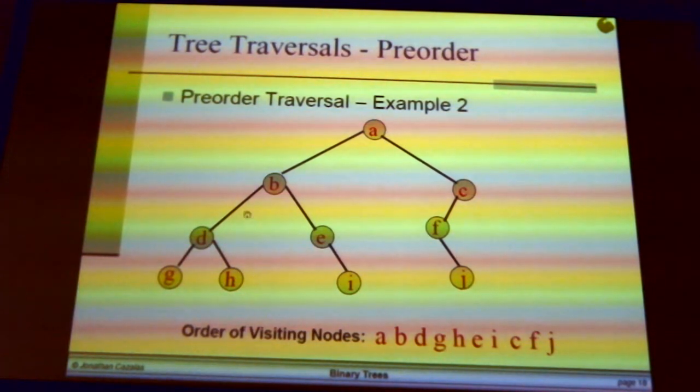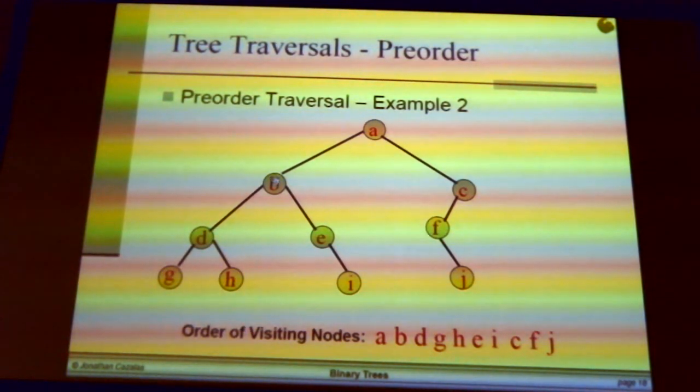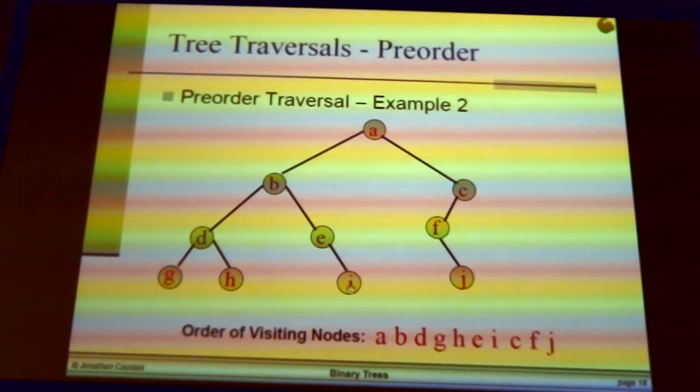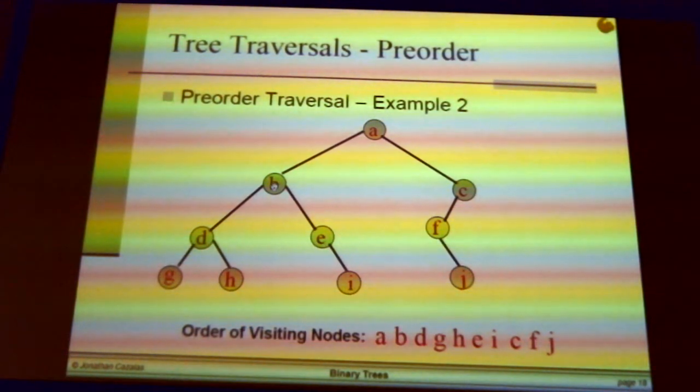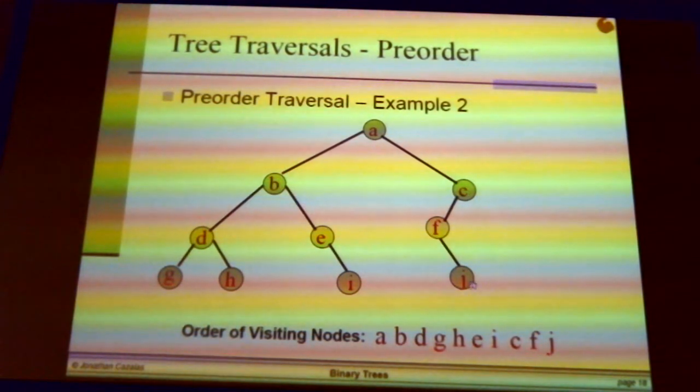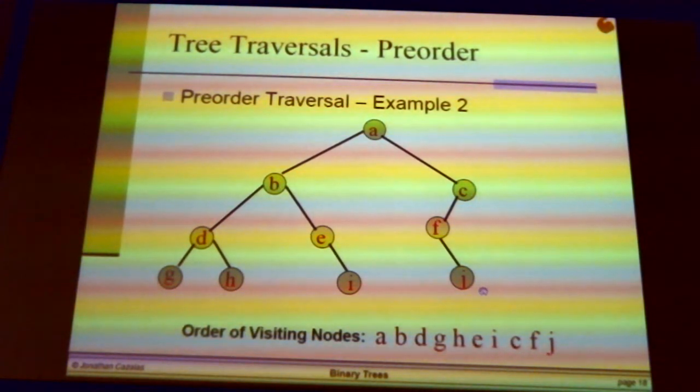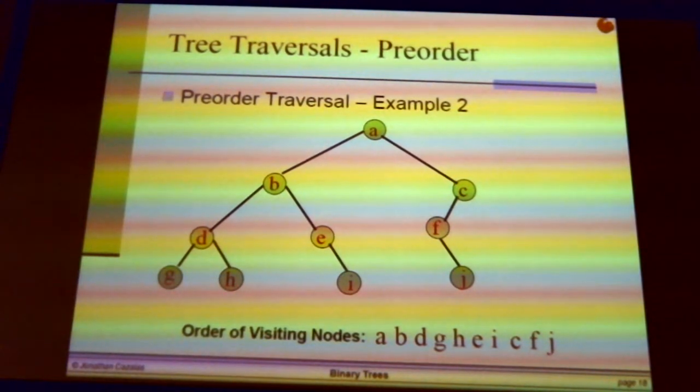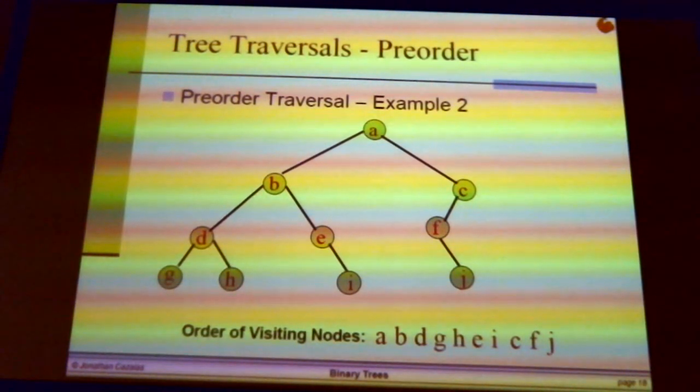So that rolls us back up to B. Then we have to do our E and our I, and once we hit the leaf on that, we can do the right side of our binary tree, and that's C, F, and J. So remember, in binary trees we start with the left, and then we go to the right.